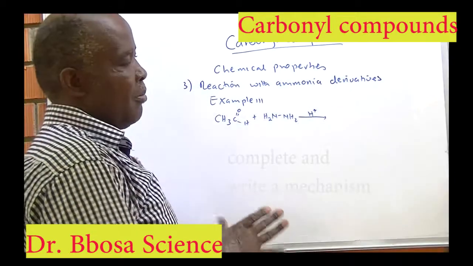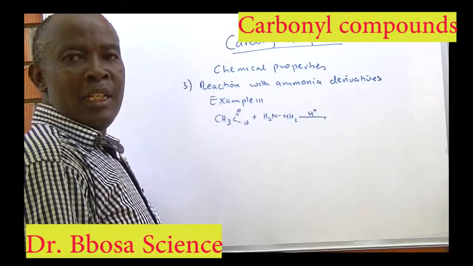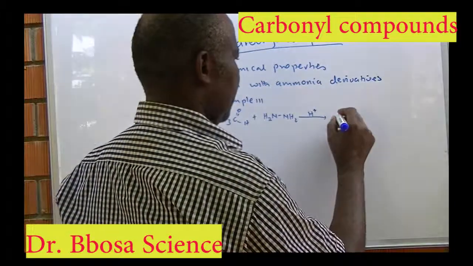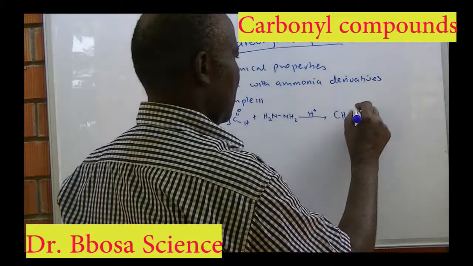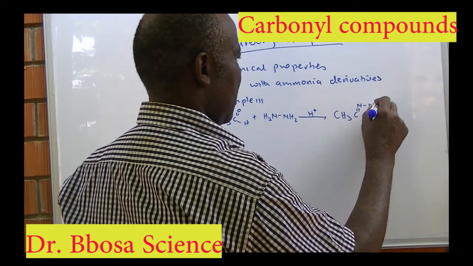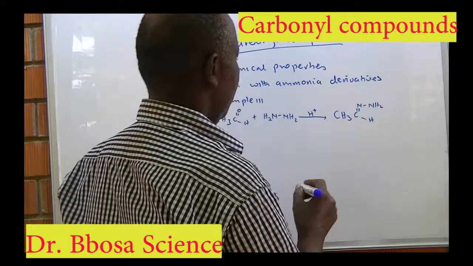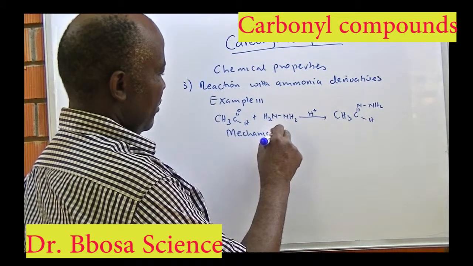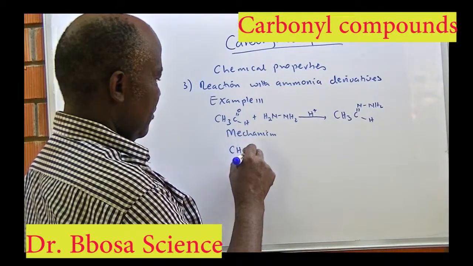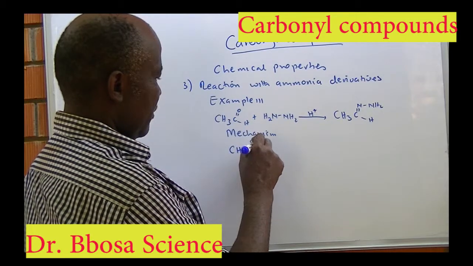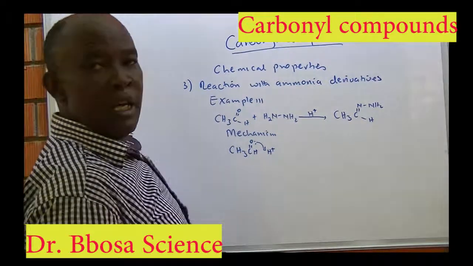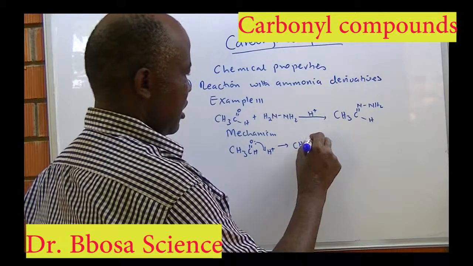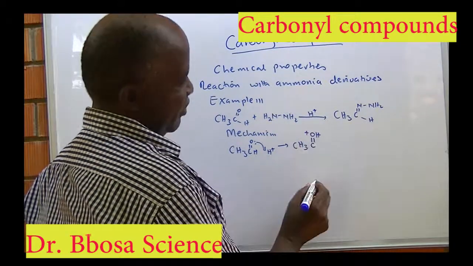Complete and write a mechanism. I'm giving very many examples because this question is very common. Mechanism. The oxygen uses a pair of electrons to attract a proton. A positive charge goes there.